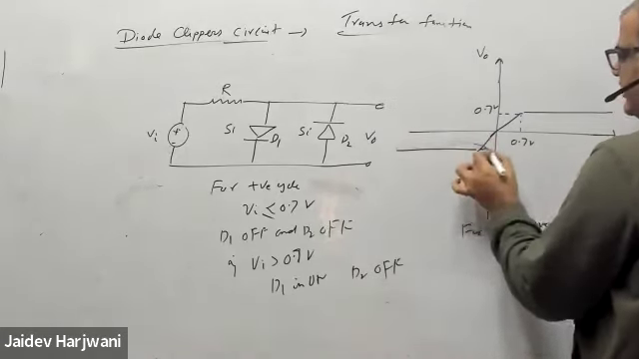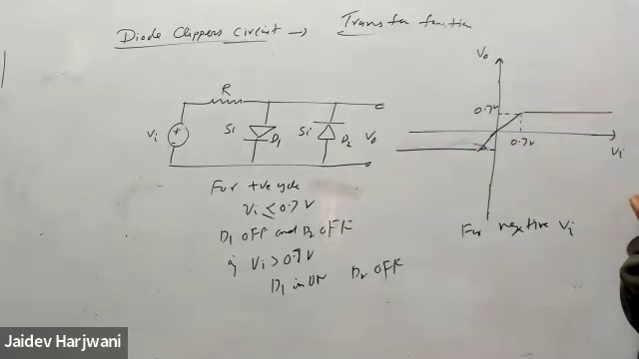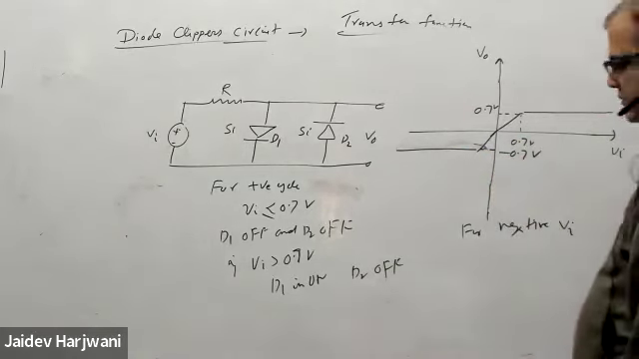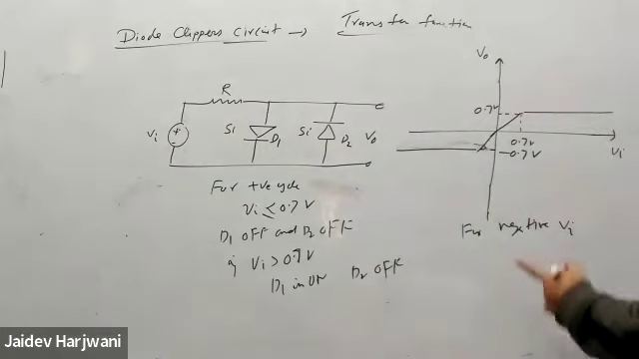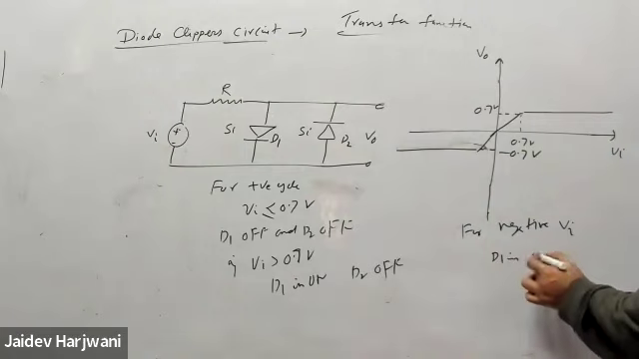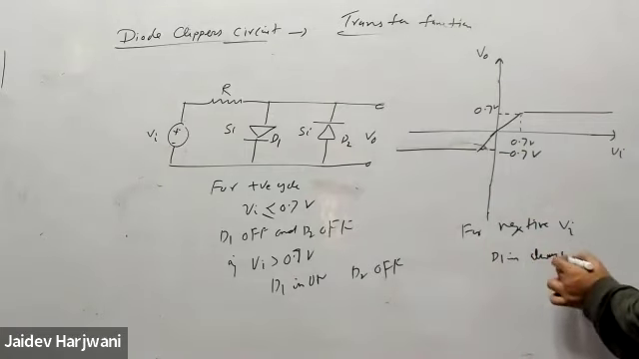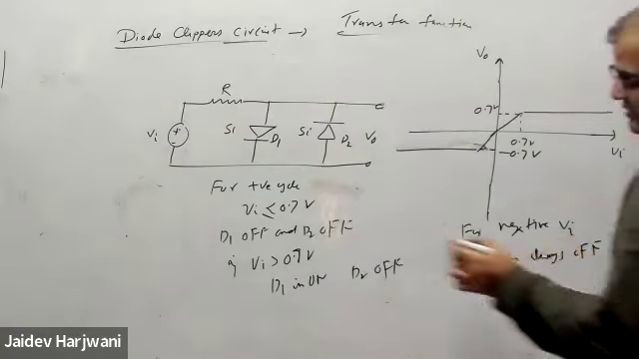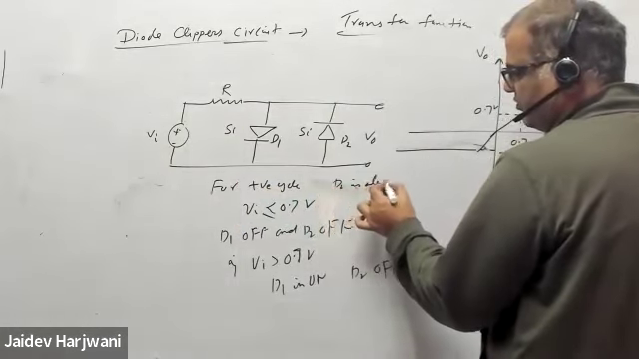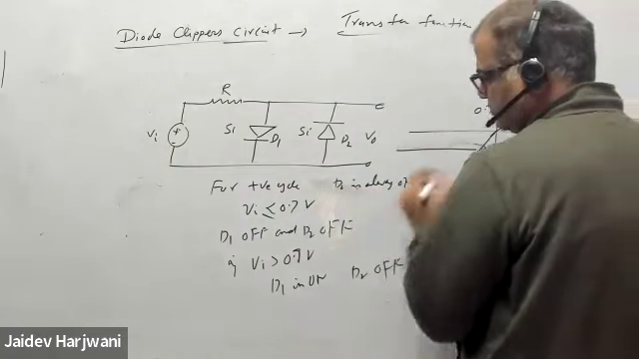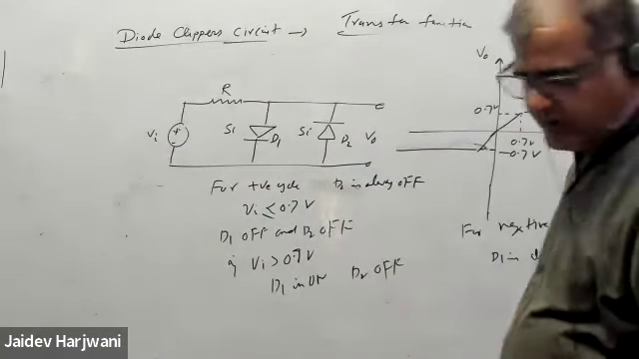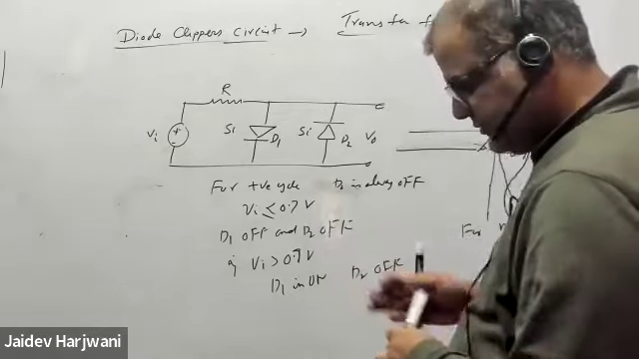So you will see both the diodes and accordingly you plot the graph. For negative Vi, D1 is always off. D1 is always off. Similarly, you can write for the positive cycle, D2 is always off. Like that, you can put it.